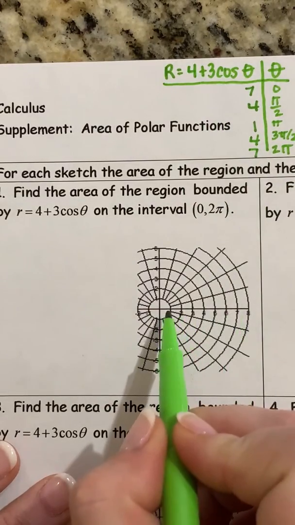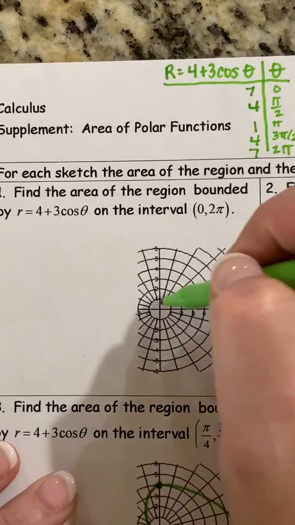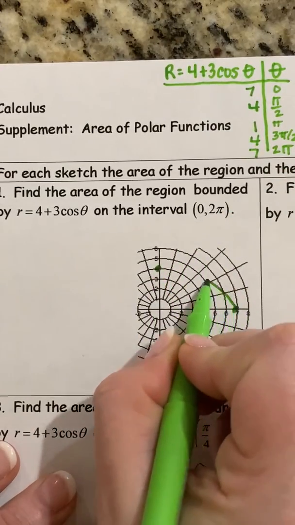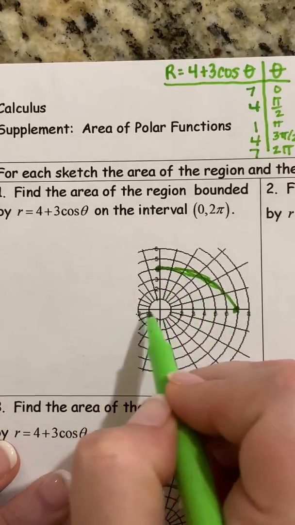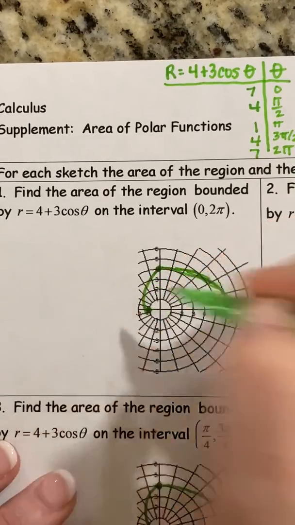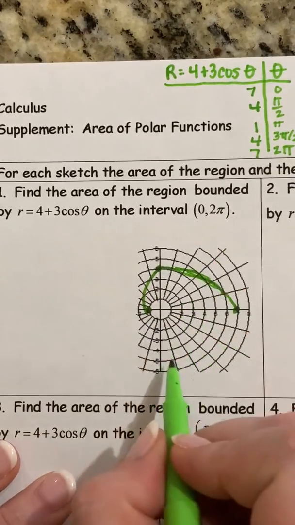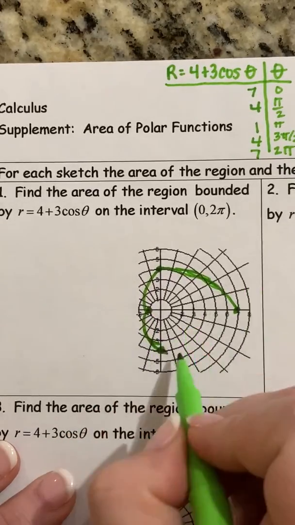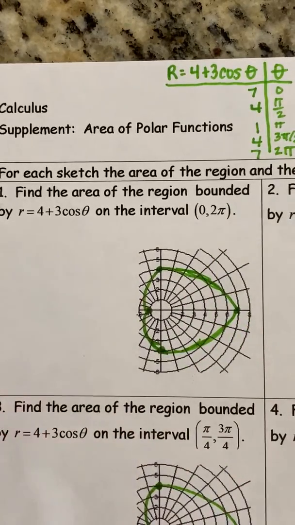So I'm going to go to my picture. Here is the 0, and I'm going to go out 7. Then pi over 2 is here, so I'm going to go out 4. I'm just going to connect them. Not real pretty, but here we go. And then pi is out 1. We're going to go like that. This is the 3 pi over 2, so we're going to go out 4, connect it, and then back to the start, so it looks like a heart. Now, not a beautiful heart, but it's a heart.